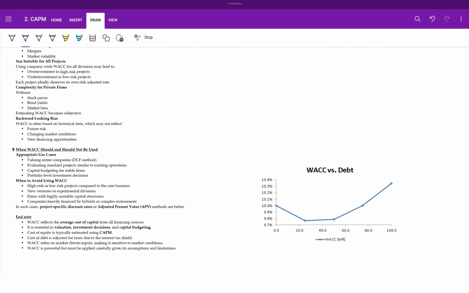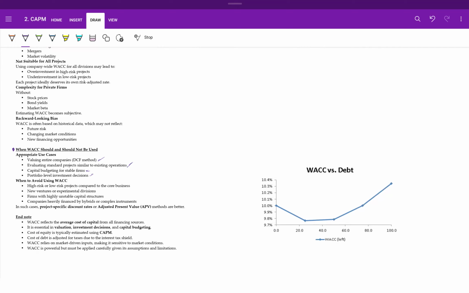So the appropriate use cases for weighted average cost of capital are when you're valuing an entire company. That's one thing. When you are evaluating standard projects which are similar to the ongoing operations, so they should be similar to the ongoing operations only, then you can use weighted average cost of capital. When you are capital budgeting in stable firms, so the firm should be stable also. Or the portfolio level investment decisions. So weighted average cost of capital is appropriate when you're using it in these kind of scenarios.